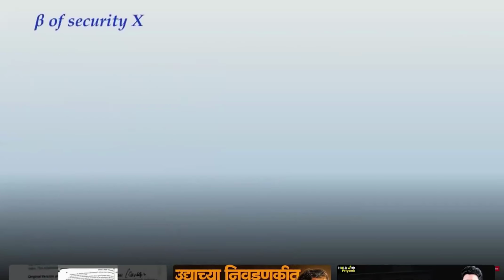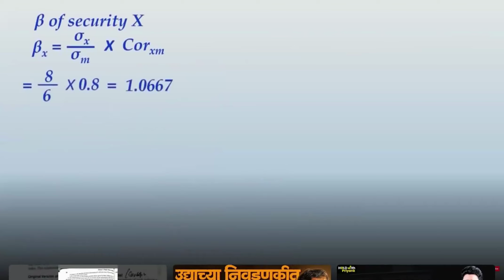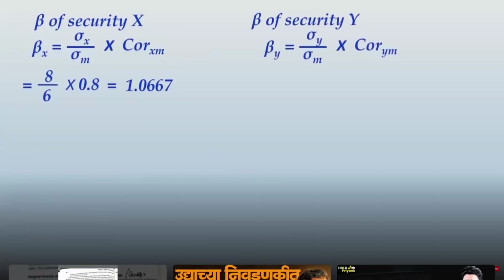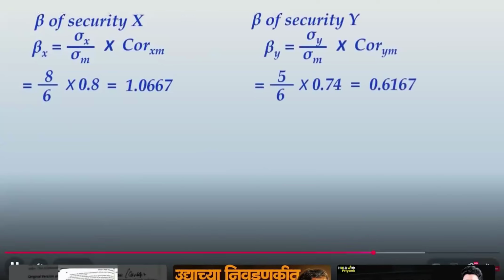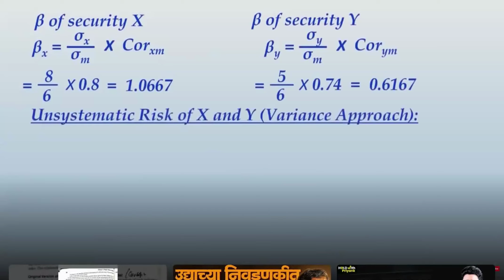सॉल्यूशन में सबसे पहले हम बीटा कैलकुलेट कर लेते हैं X और Y का। So beta of X will be sigma X by sigma M into correlation between X and M. सारे इंफॉर्मेशन हमारे पास अवेलेबल हैं। 8 divided by 6 into 0.8, that gives you 1.0667. And likewise beta of Y will be sigma Y by sigma M into correlation between Y and M, that will be 5 by 6 multiplied by 0.74, that comes to 0.6167.